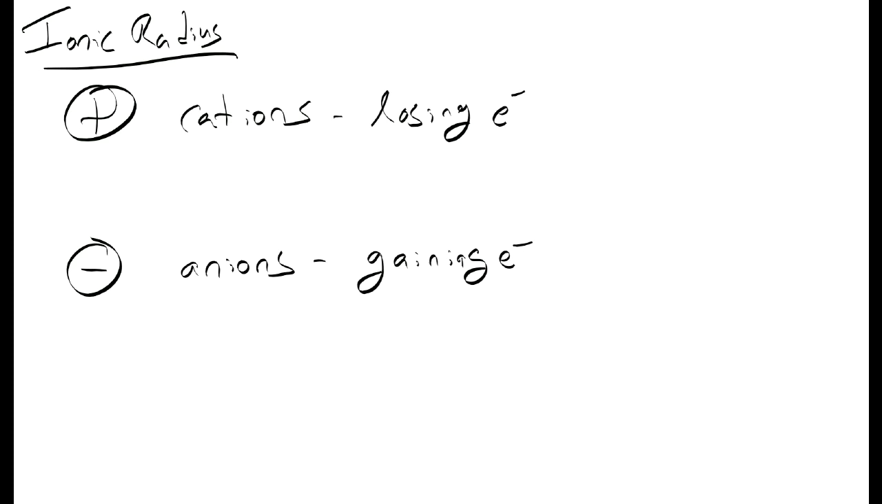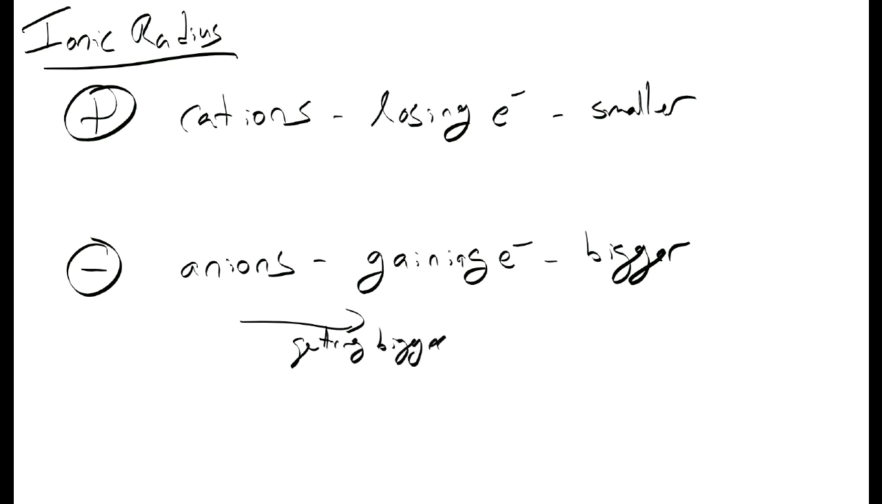So what is going on in terms of size? Well, it's really straightforward. You take something away, it gets smaller. You add something in, it gets bigger. Okay. So cations are smaller than the neutral atom. Anions are bigger than the neutral atom. Okay, you add electrons, you're getting bigger. Take away electrons, you're getting smaller. Booyah. But we can also do another interesting sort of comparison.